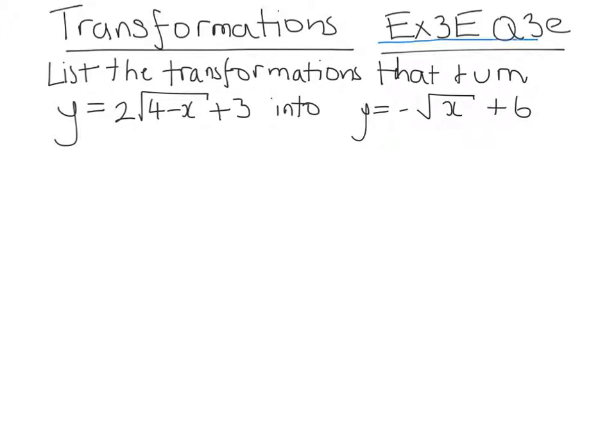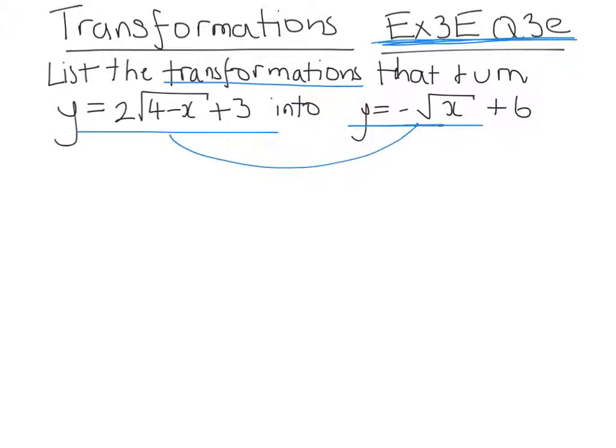This is from the exercise book or the textbook you have, question 3E. The question says list the transformations. I want them in the correct order, so we're going to turn this graph into this graph. How do we do it?